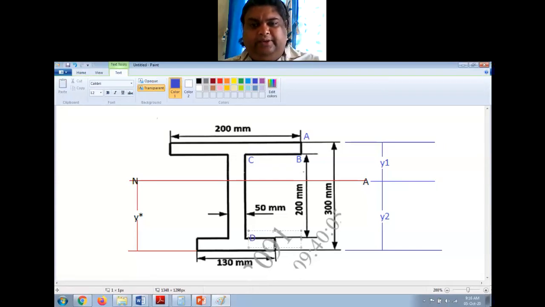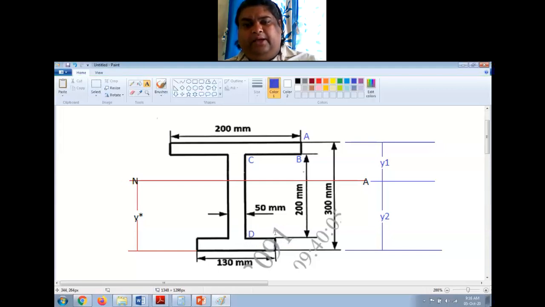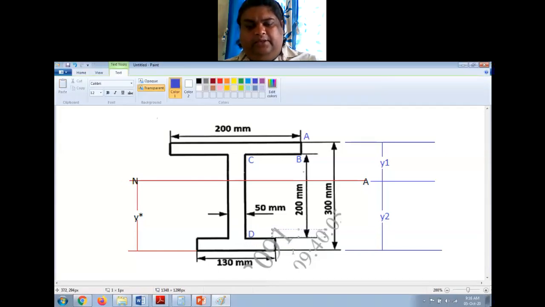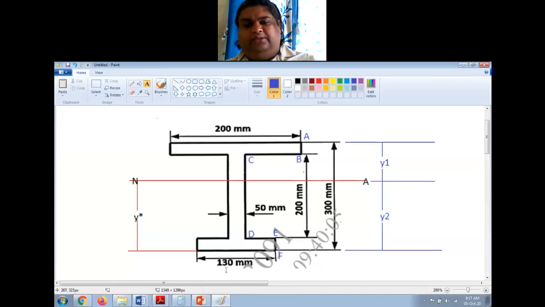This will be D. This is the junction of the bottom flange and the web. And this is E, the upper surface of the bottom flange, and this will be F, which is the bottommost surface of the bottom flange.